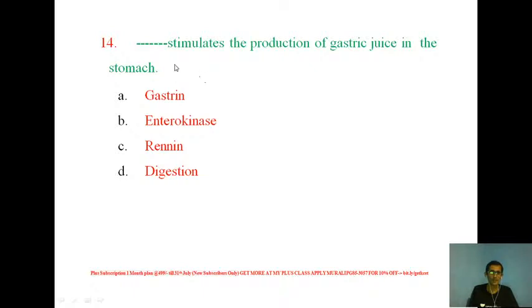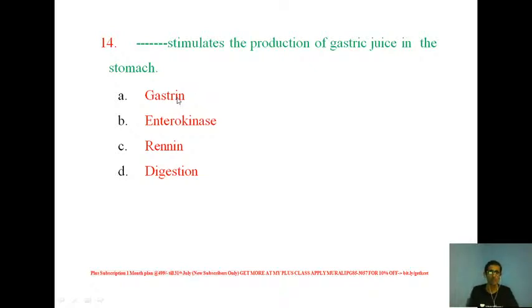Then 14th one, dash stimulates the production of gastric juice in the stomach. We can say it is the control mechanism for the production of gastric juice, which will control the actual concentration of gastric juice released. So that hormone is which one? For the 14th question, somebody answered, yeah, A, gastrin. Yes, you are right, students.